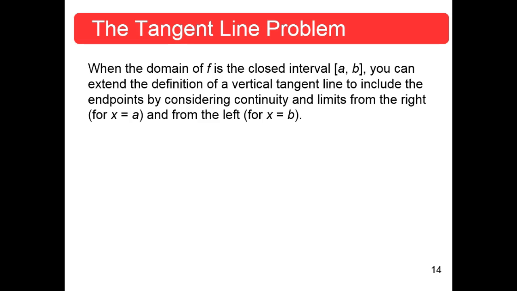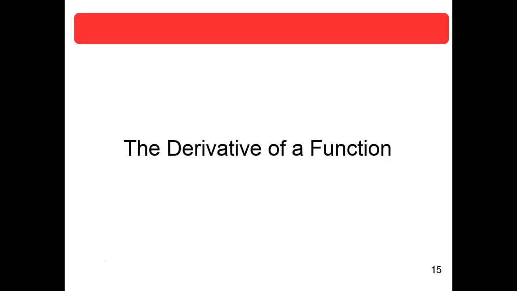Now, we will be hitting that toward the end of the course when we do have undefined slopes. When the domain of f is the closed interval a to b, that includes a and b, you can extend the definition of a vertical tangent line to include the endpoints by considering continuity and the limits from the right for x equals a, and from the left for x equals b.